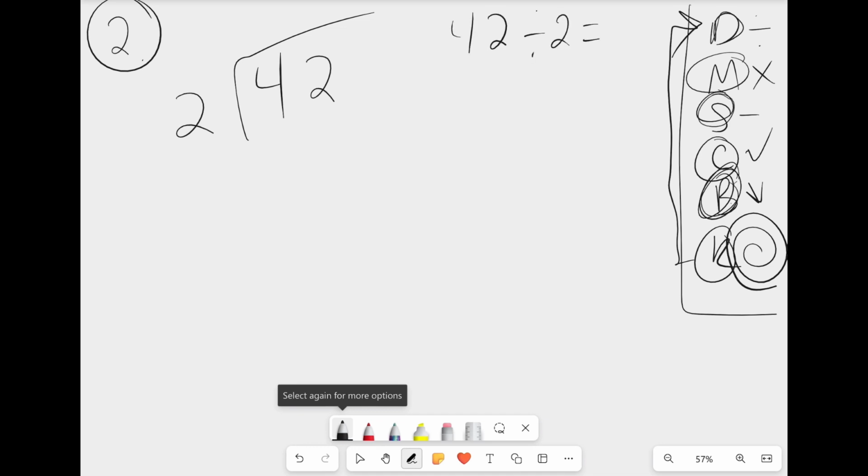So here's our steps over here. Do it with me. Our first step is to divide. What are we dividing? If you said 4 divided by 2, you were correct. So 4 divided by 2 is 2.